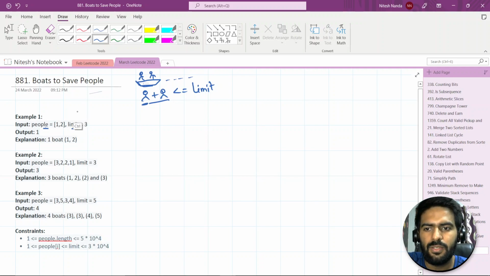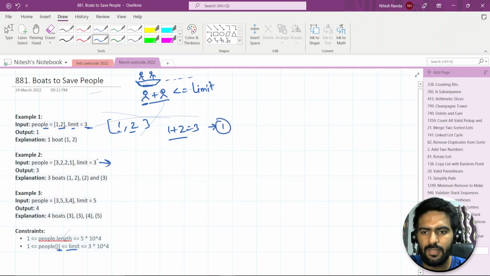In the constraints it's also mentioned that one person's weight is less than or equal to the limit. So in a boat one person can always go, not sure about two. If you look at this example, we have 1 and 2 and a limit of 3. In a boat we can seat two people, so 1 plus 2 is equal to 3, which is less than or equal to 3, so we only take one boat.